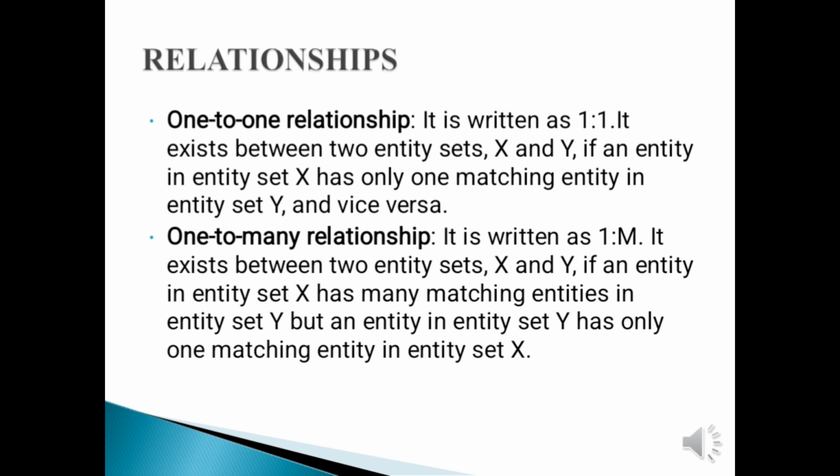Next one to many relationship. A one to many relationship is written as 1 is to m. It exists between two entity sets X and Y, if an entity in entity set X has many matching entities in entity set Y, but an entity in entity set Y has only one matching entity in entity set X. In such a situation, a 1 is to m relationship exists between entity set X and Y. For example, a faculty teaches for one division in a college, but a division has many faculty members. The relationship between division and faculty is 1 is to m.